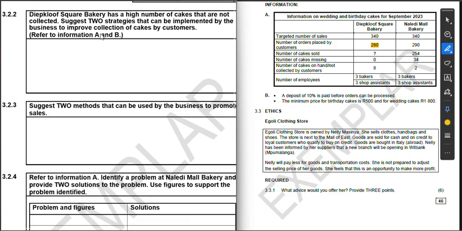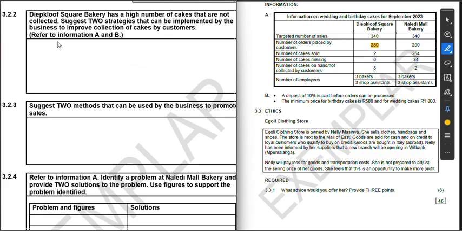Refer to information A, which we have, and information B, which is this one. We'll just have a look at that before we conclude whatever it is that we want to conclude. Right, let's look at information B. It says that a deposit of 10% is paid before the order can be processed. The minimum price of birthday cakes is 500, and for wedding cakes is 1,800.